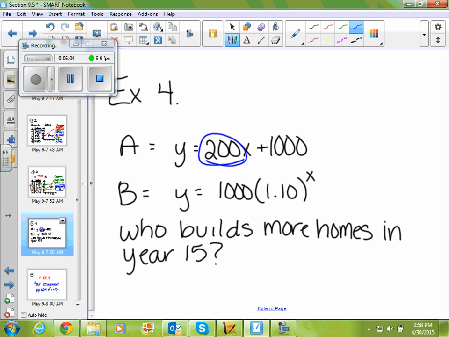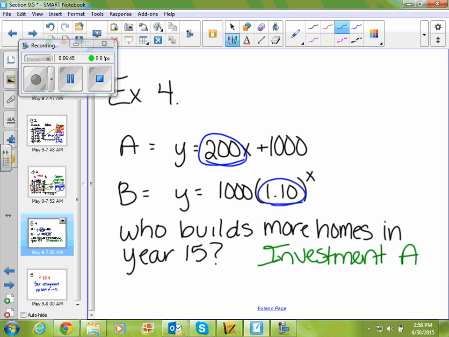The number in front of your x is your slope. So for plan A, we're increasing by 200 homes per year. For plan B, we're increasing by 10% per year. So 10% per year. So my slope is 1.10. Okay, so which one then is going to give me more homes? A or B? You have to write down your slopes, and then you have to write which one it is, A or B. You just have to write the slopes for the number, and then which one's bigger?